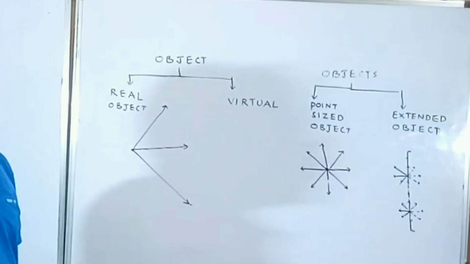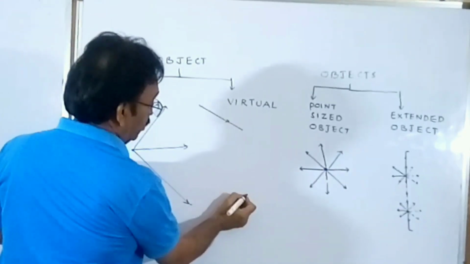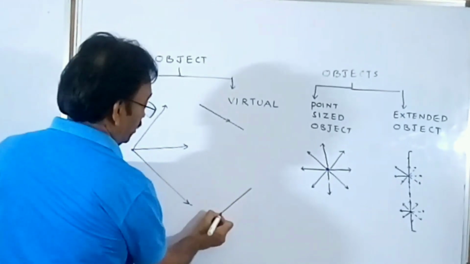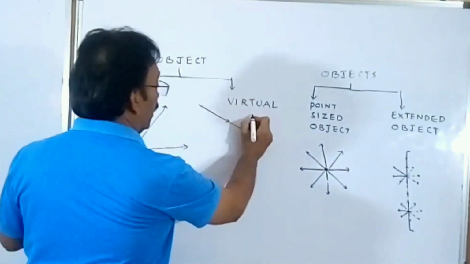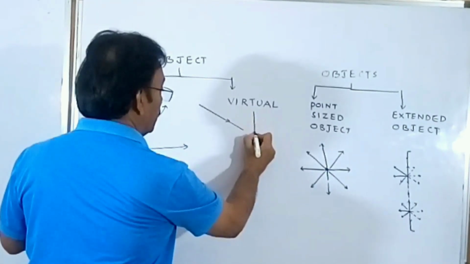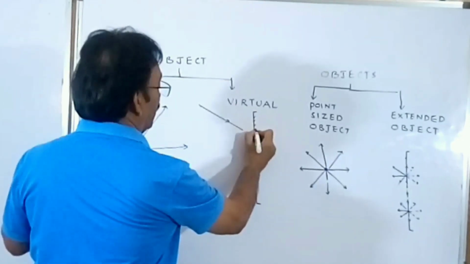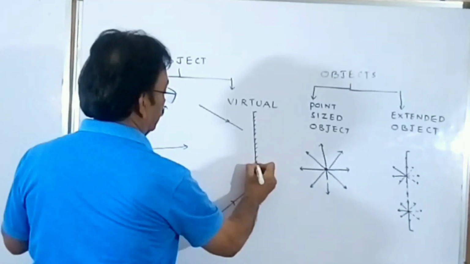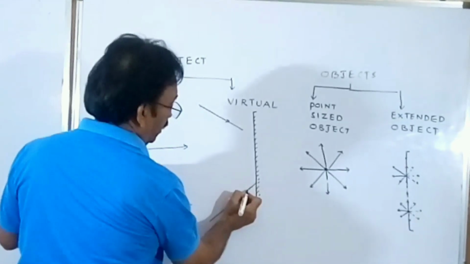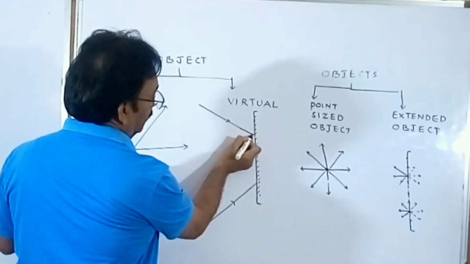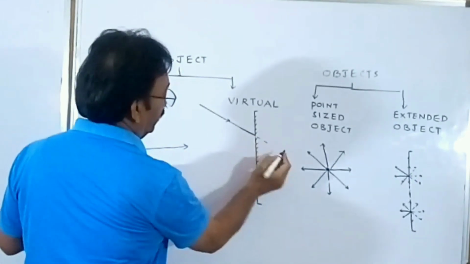Then what is the virtual object? See this. Imagine rays are coming from a distant object. I kept an optical element here. An optical element is nothing but a mirror. I kept a mirror here. Then what happens? You may have understood. If you extend this, the rays incident on it will meet at a particular point.